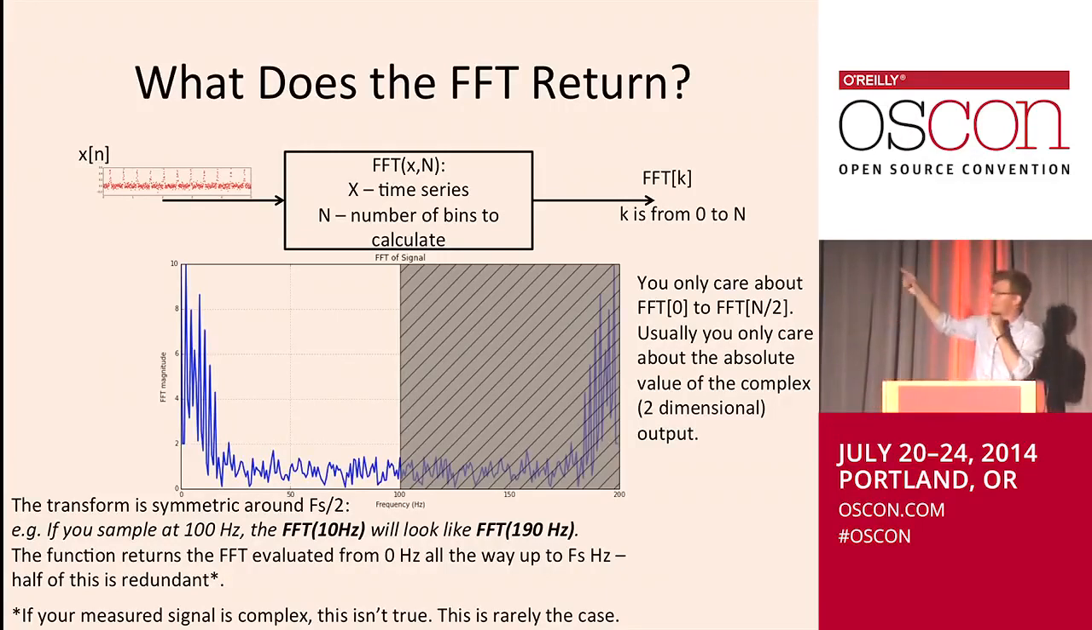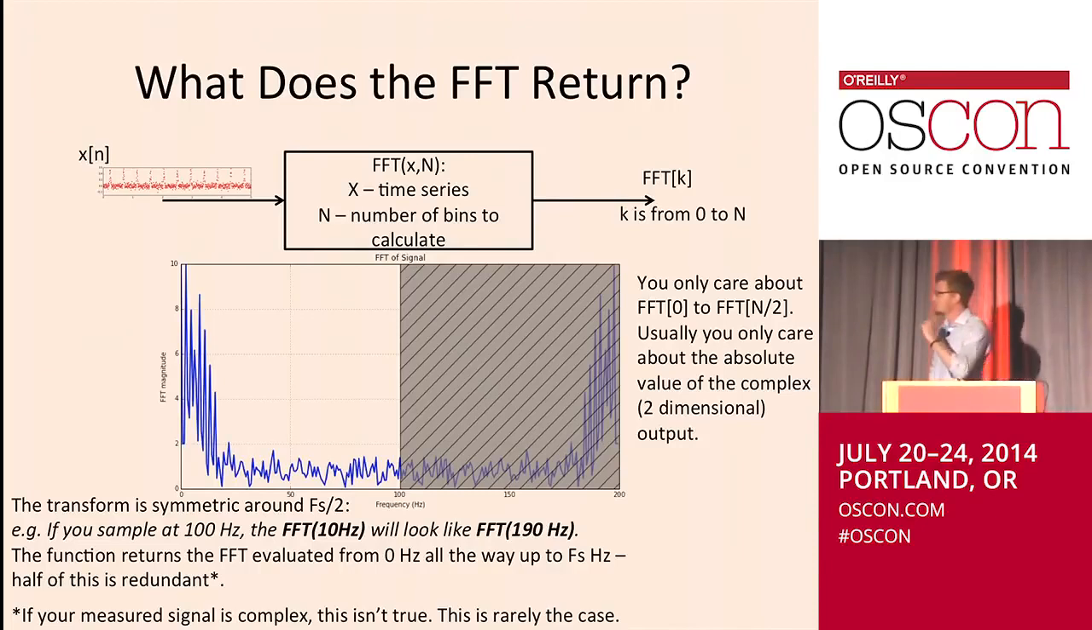Okay? So you pass in the data and the number of bins to this algorithm, and it spits out an array of the Fourier transform, where k, the length of the array, goes from 0 up to the number of bins you chose. And like I mentioned in a previous slide, you only care about the first half of that. So you take the first half of that data, and that's your frequency information output.